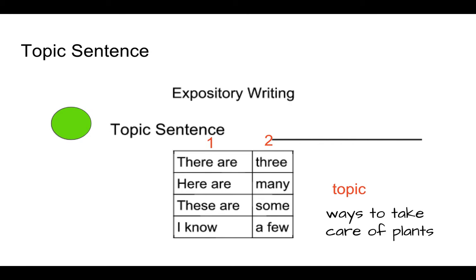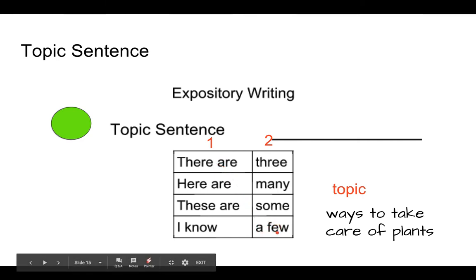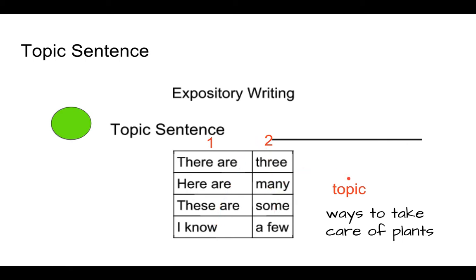So in order to do this, I'm going to choose 1 from the first column, 1 from the second column. It doesn't have to be in line like it is. I could choose 1 from up here and 1 down here. I could choose these are and 3. I could choose here are a few. It could go in any order you want. You just need 1 from this column, 1 from this column, and finish off your sentence with your topic.